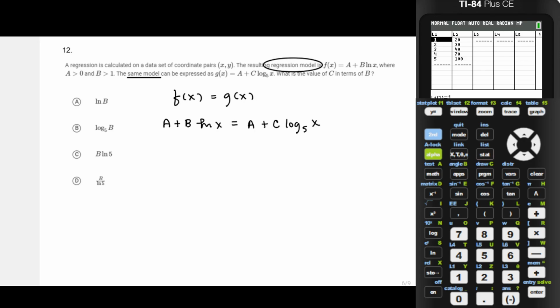I'm going to subtract a from both sides, and I'm going to do that with my eraser. And then I'm going to say, what is the value of c in terms of b? Oh, so I need to solve for c. We're going for getting this thing on its own. So I'm going to say c equals b times natural log x, which I'm going to just call log base e of x, divided by log base 5 of x.